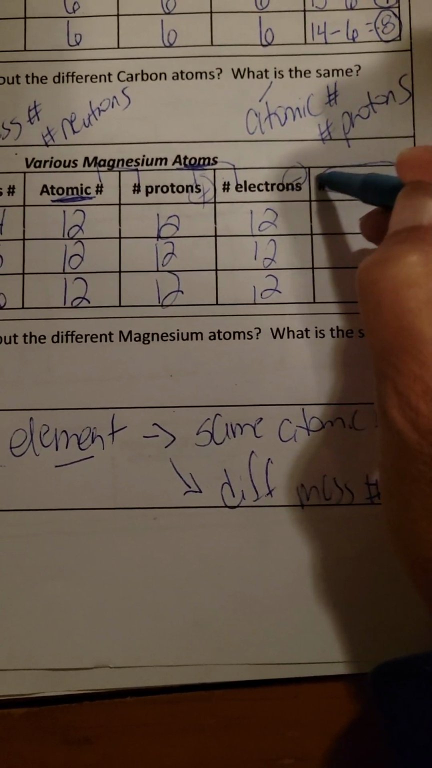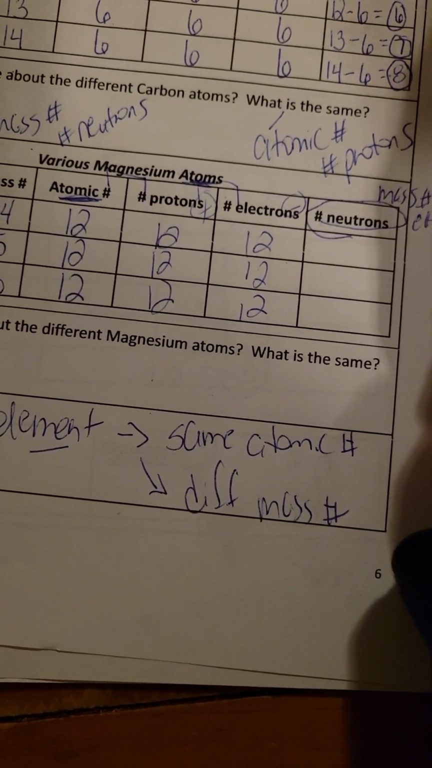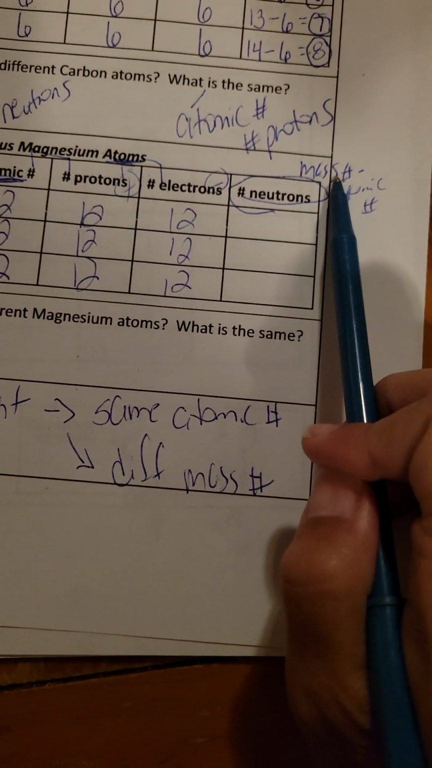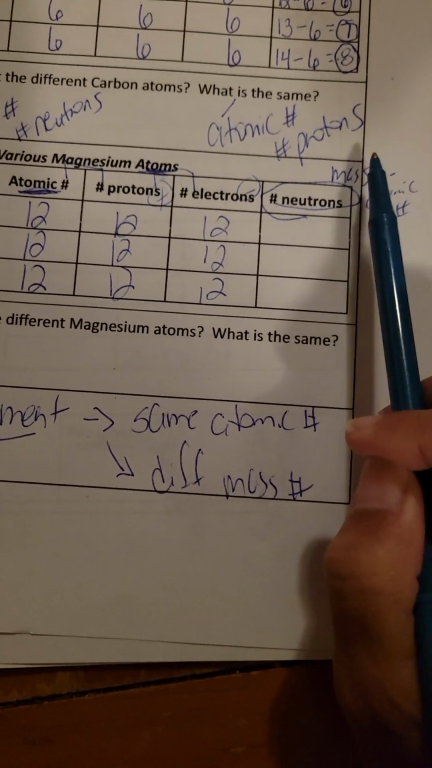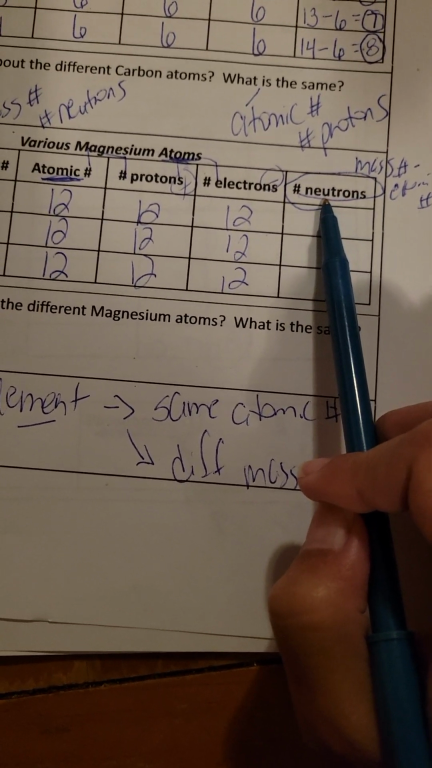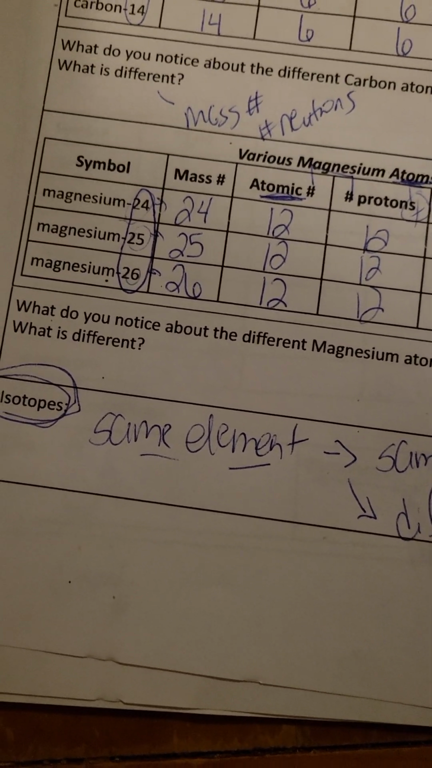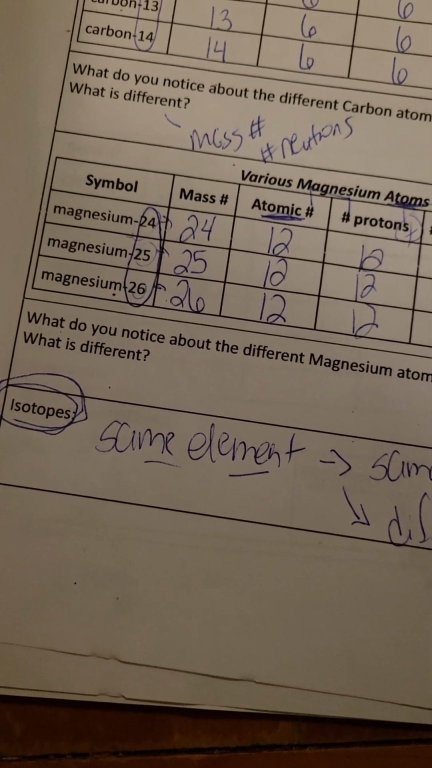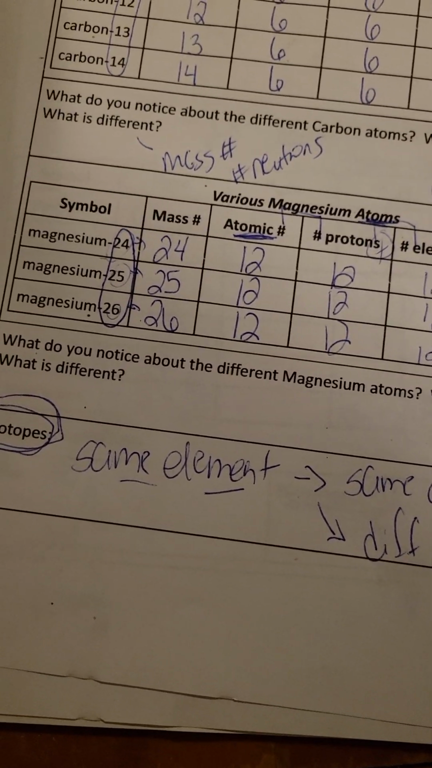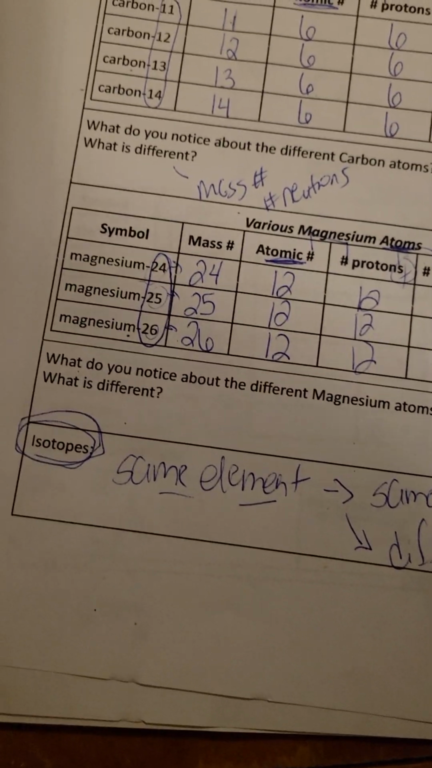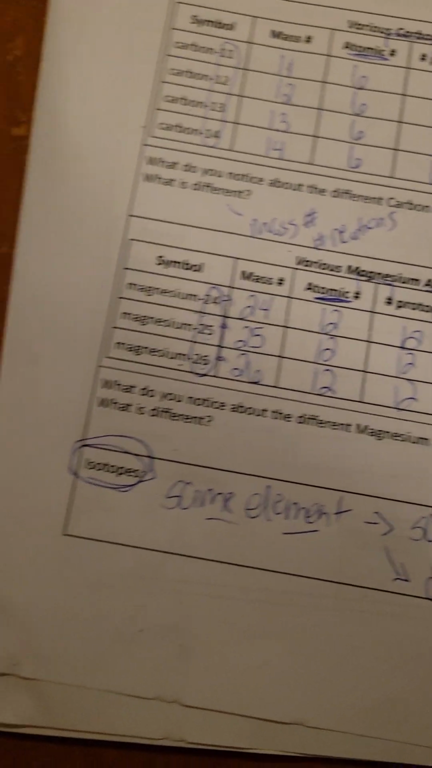The neutrons, remember, is our mass number minus our atomic number. That's because the mass number is protons plus neutrons and the atomic number is just protons. So if I subtract those two, I'm left with the neutrons. The mass number for the first one is 24 and the atomic number is 12, so we subtract those and get 12 neutrons. The next one, the mass number was 25 minus the atomic number 12, and we get 13. And the last one's 26 minus 12 for the atomic number, and we get 14 neutrons.